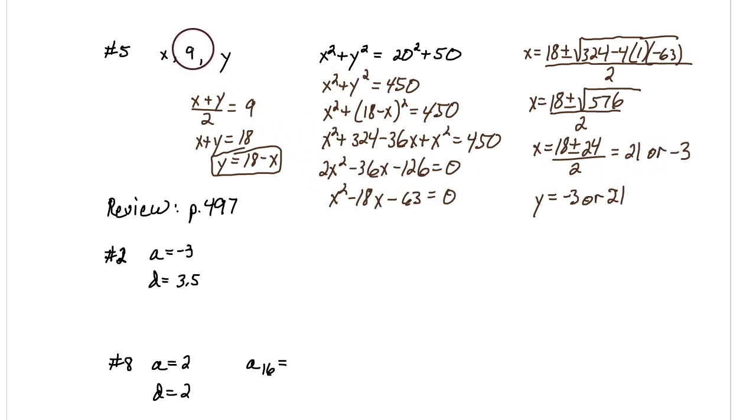That if we're told that 9 is in the middle between two numbers, that one possibility is that the first number could be the negative 3 and the last number could be the 21, or the other possibility is that the first one could be the 21 and the last one could be the negative 3. In either case, 9 is in the middle between those two numbers.